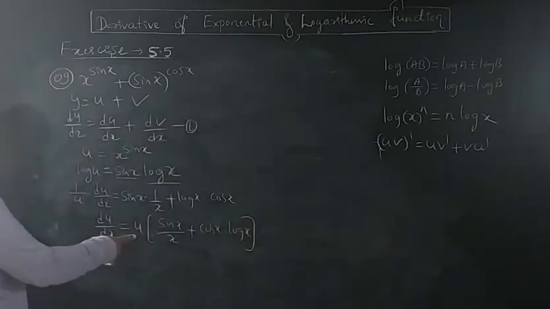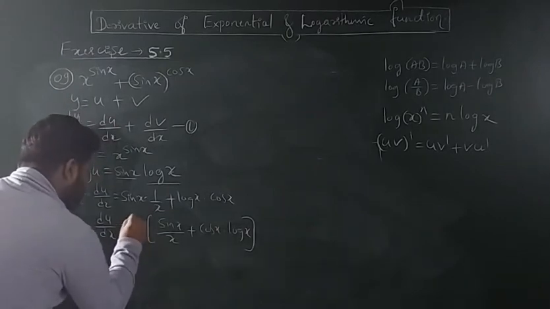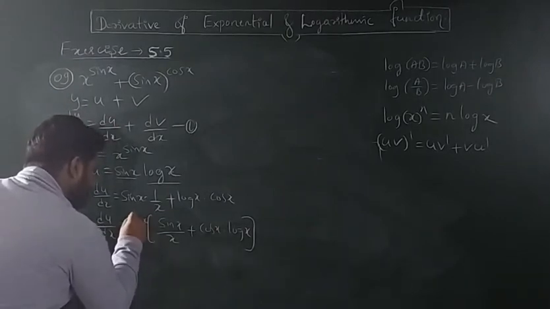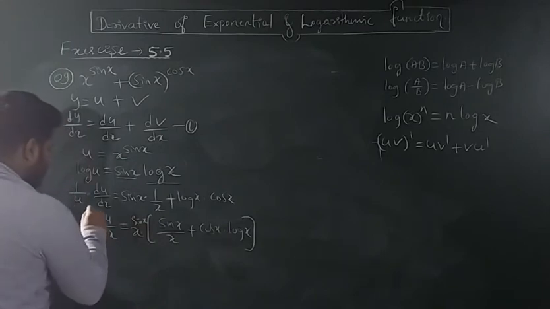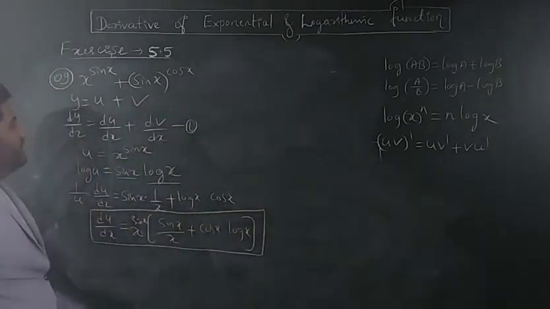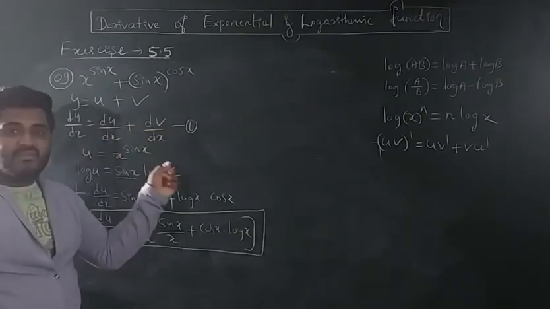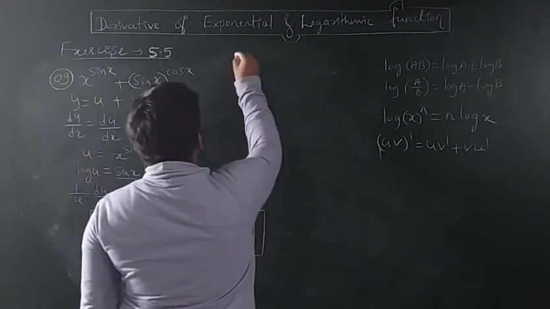Whatever the u value is, x raised to sin x, you put there. x raised to sin x is the u value. So this is our du by dx that we got. Now we have to find dv by dx. So for that we have to consider v.